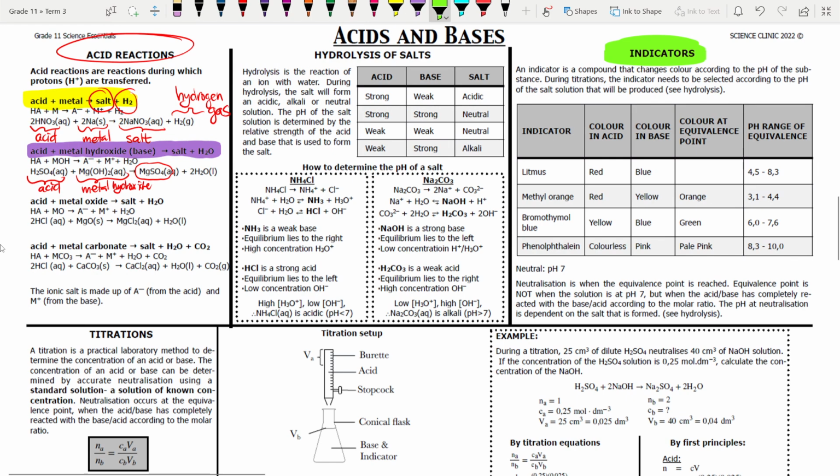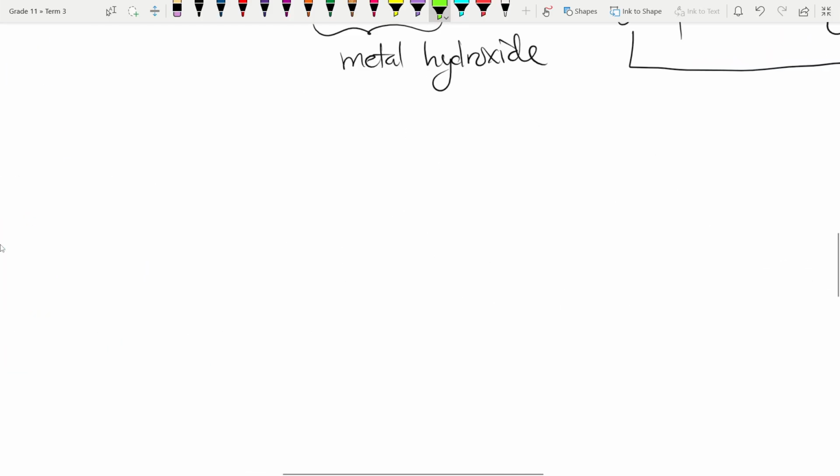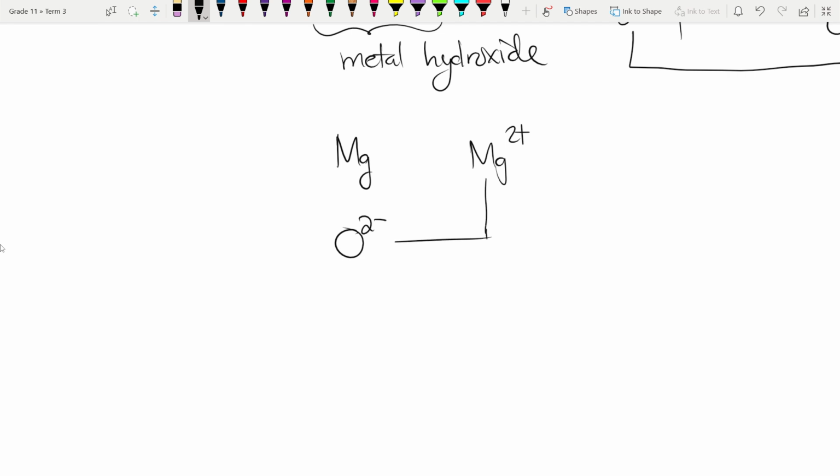Let me highlight the next one. An acid and a metal oxide. A metal oxide means a metal with the oxide ion. Take Mg again. Mg ions are Mg2 plus. Oxide ions are 2 minus. So if we match these two, they become MgO. So that's a metal oxide.